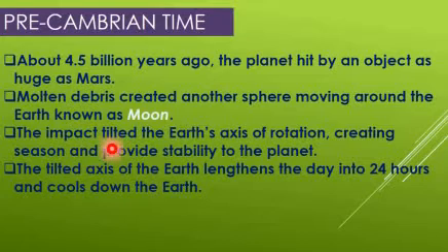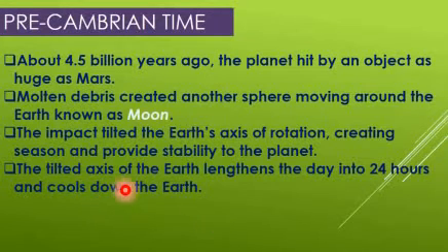Now, the impact tilted the Earth's axis of rotation, creating seasons and providing stability to the planet. Ibig sabihin, dahil dun sa collision na yun, ginulo niya yung ating planeta. And then, ayun nga, naging tilted. Bahagyang tumagilid yung ating planeta. At dahil doon, ito ang naging dahilan kung bakit nagkaroon tayo ng different seasons. And stability, naging stable na rin yung ating planeta.